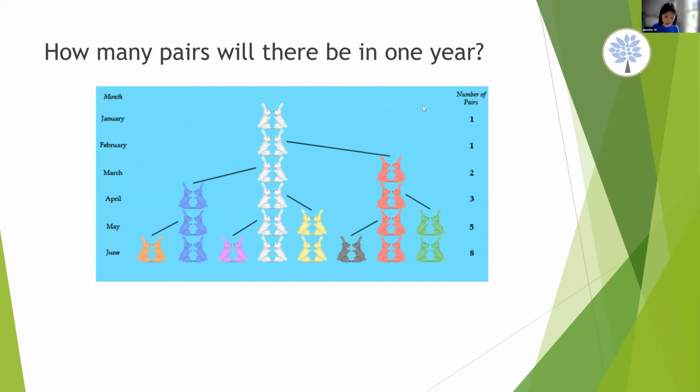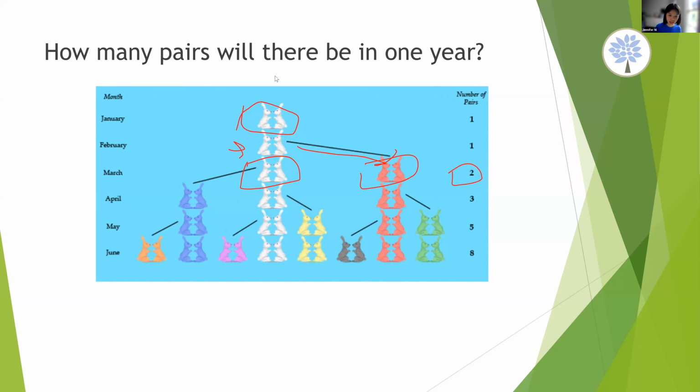So how many pairs will there be in 1 year? We'll use a diagram to assist us in solving the question. In January, a pair is placed on the field. Since it takes 2 months for a pair to mature, the population in pairs will stay at 1 in February. The pair will produce another one in March, giving rise to the original 1 pair plus a newborn pair, which is 2 pairs.